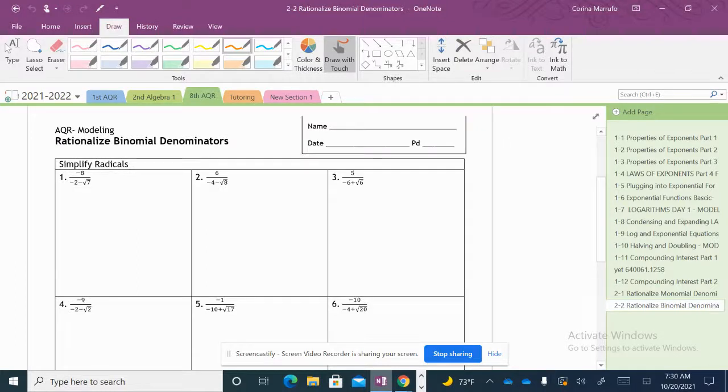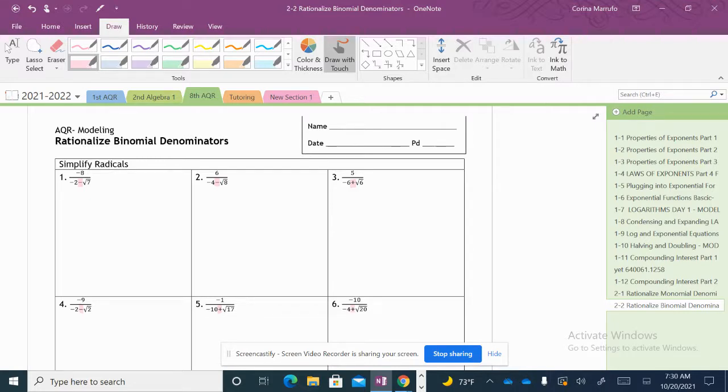All right, so we're still working with radicals, so we're going to rationalize binomial denominators. What this means is we actually have two terms in the denominator, and the reason is that they're separated either by a minus sign, like there, or by a plus sign. That makes it two terms, which means binomial. You can see they're all separated like that.